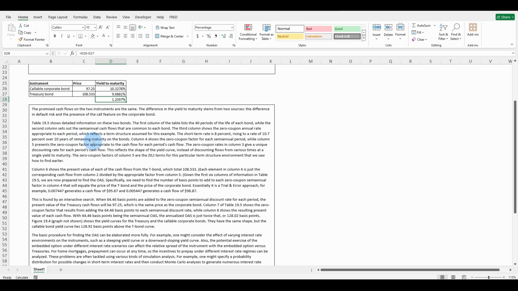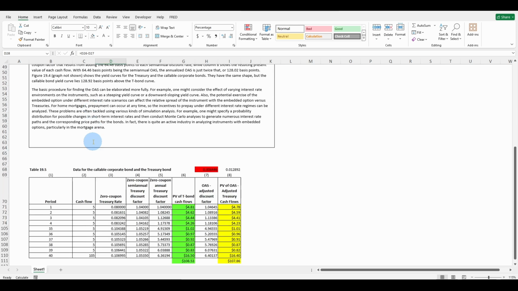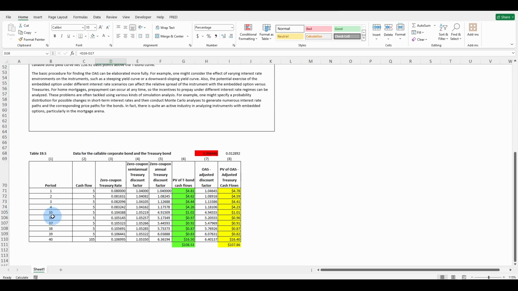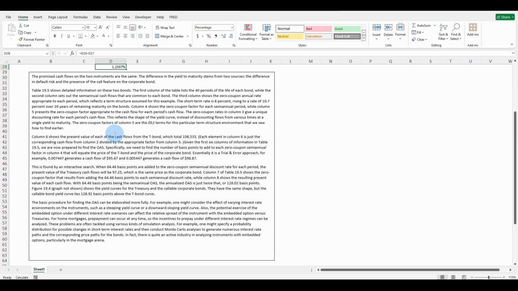The first column of the table lists the 40 periods of the life of each bond, while the second column sets out the semi-annual cash flows. All right, right here, notice there's some hidden rows. Just go with this then. The second column sets out the semi-annual cash flows that are common to each bond.